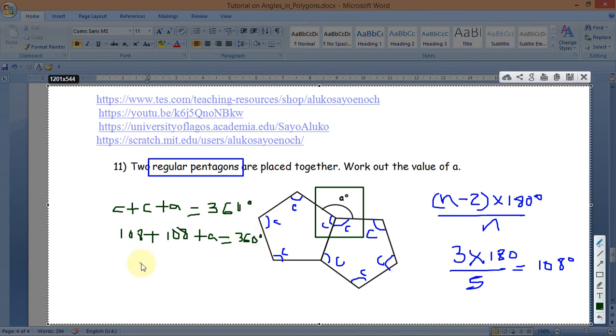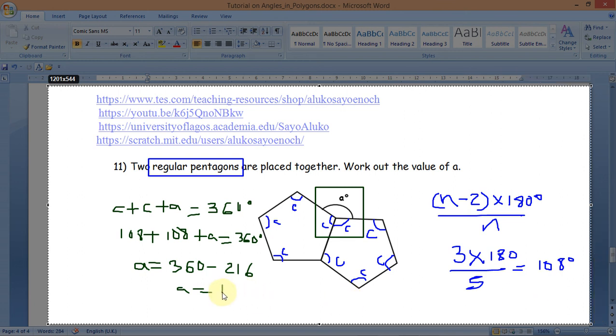Then I'll use change of subject of the formula. So A will be 360 minus the sum of 108 and 108. That is 108 plus 108, you can use your calculator to confirm, that is 216. So A equals 360 minus 216, and that is 144. Wait, 360 minus 216 is 114. So angle A is 114. I think this is a very good method, guys. At this point, I want to call it a day.